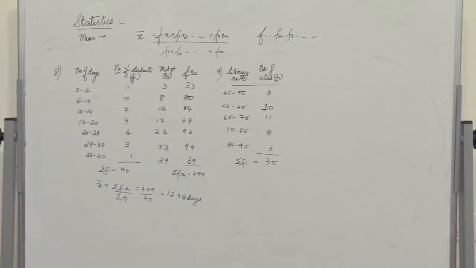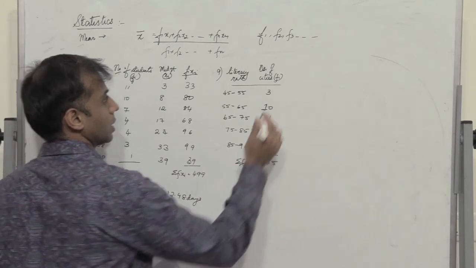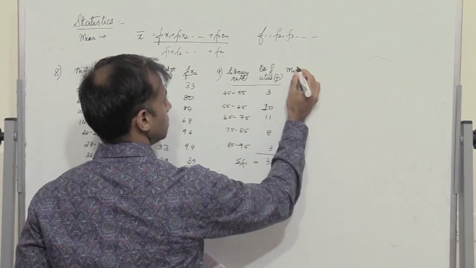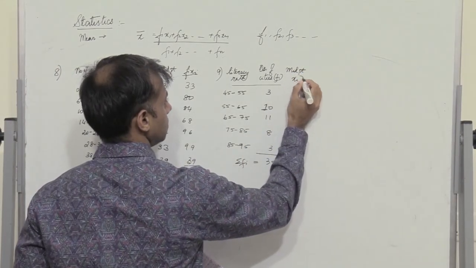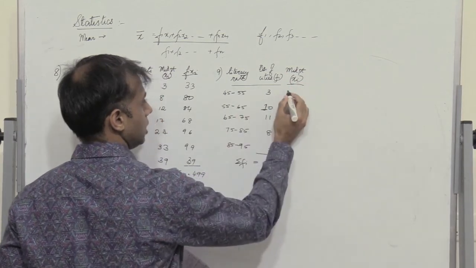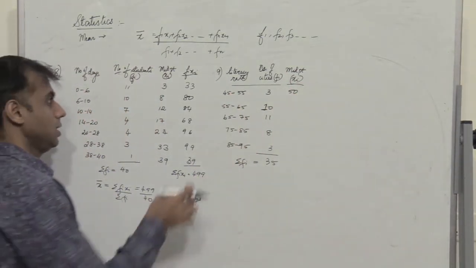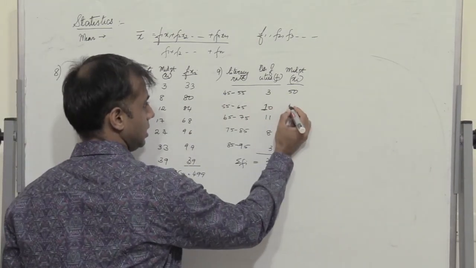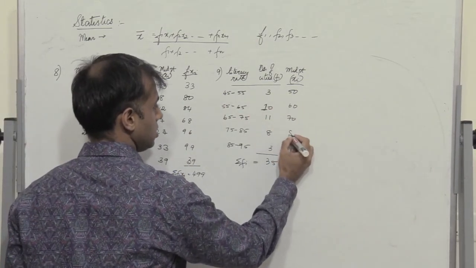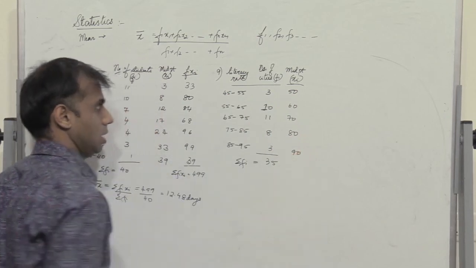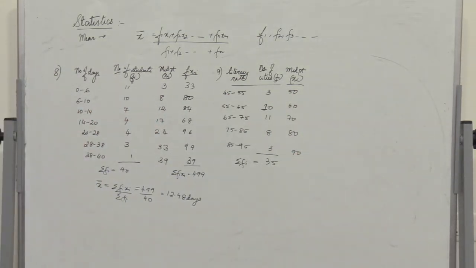So let's find the midpoint. So the midpoint xi is again 50. So add these two, divided by 2, it is 50. We find that the range is 10. So just go on adding 10 here. So we get 60, 70, 80 and 90. So these are the midpoints.